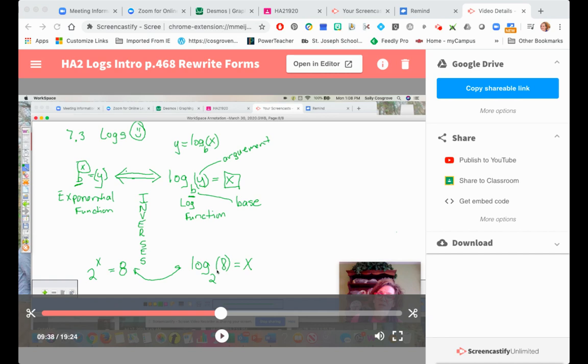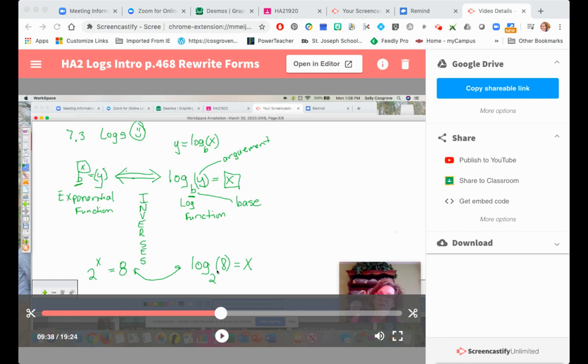Let's do one more, all right? Let's do this one. Log, let's do a fraction. Log base 1/8 of 512. I'm trying to do all possible options here. Log base 1/8 of 512.